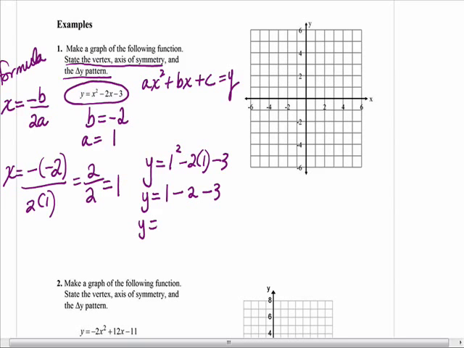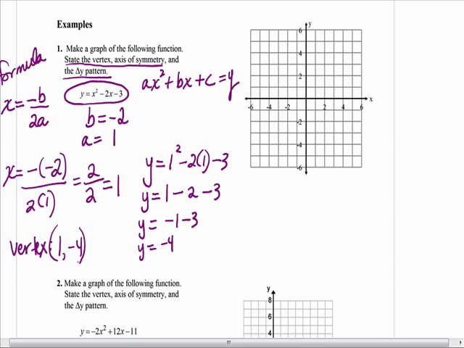Now we're going to make sure we subtract going from left to right. 1 minus 2 minus 3 is negative 4. So now my vertex, and we have to label this because it's part of our answer, is to say 1, negative 4. That's going to be our starting point.